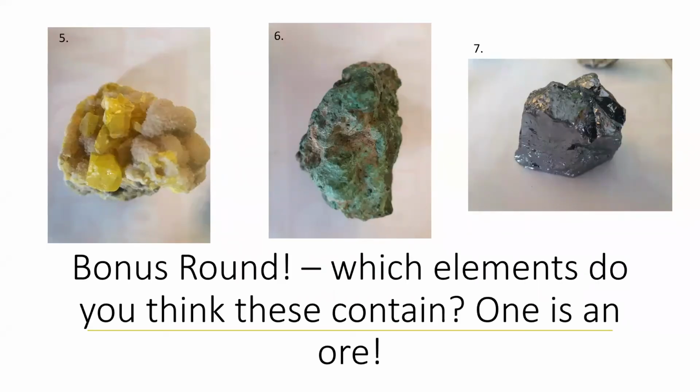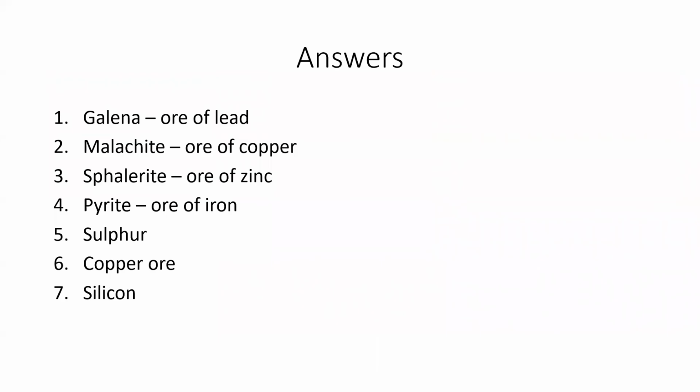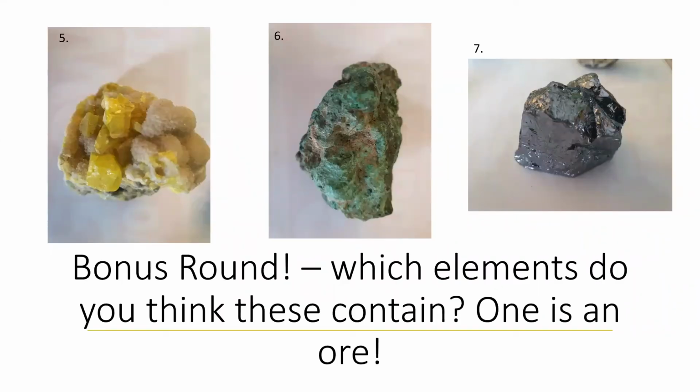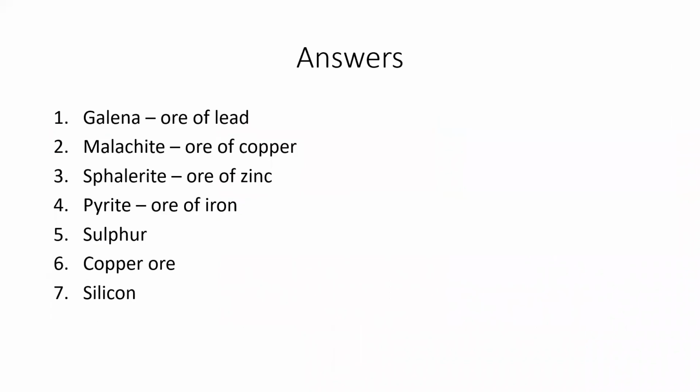Number 5, the yellow one, sulfur. It's actually an element, sulfur, because they're not all ores. Number 6 is a copper ore. I actually don't know what that is. Somebody gave it to me. They found it outside somewhere. And it's definitely an ore of copper because it's green. Let's see if we know that. Number 7, it's not an ore. It's silicon itself. Okay, so silicon.